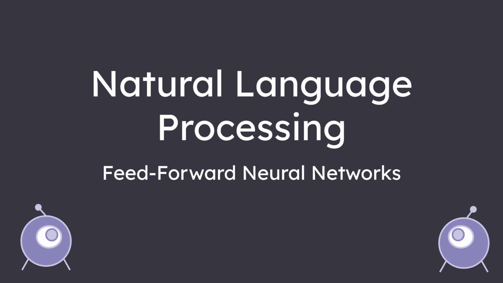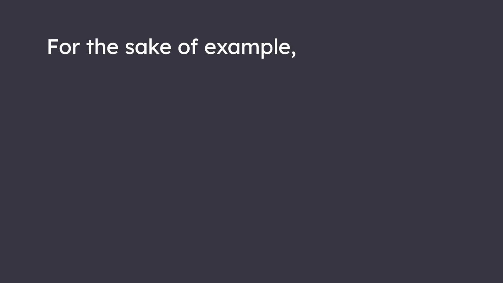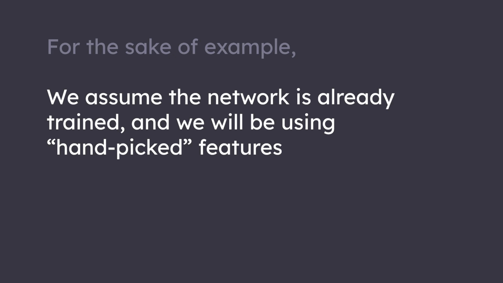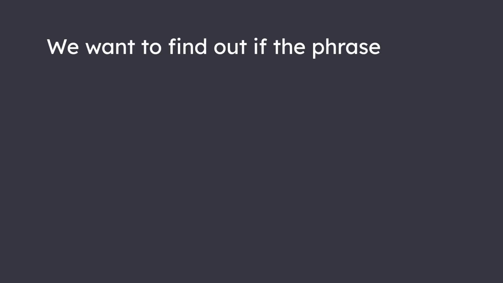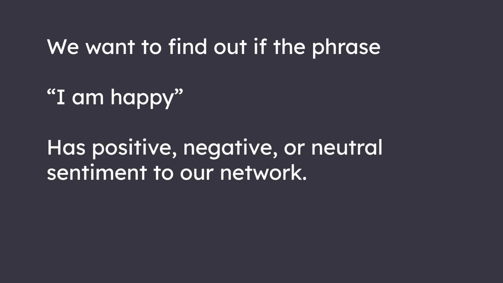In this video, we will go over a working example of classification using a feed-forward neural network. For the sake of this example, we will start with a pre-trained neural network and will be using hand-picked features. That means that the features are hand-labeled. We want to find out if the phrase, "I am happy," has positive, negative, or neutral sentiment to our network.